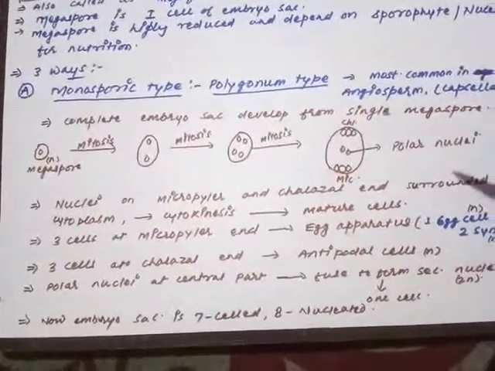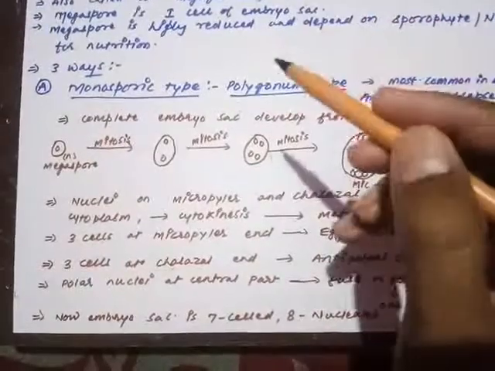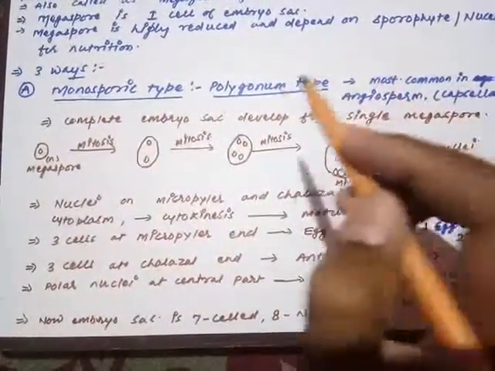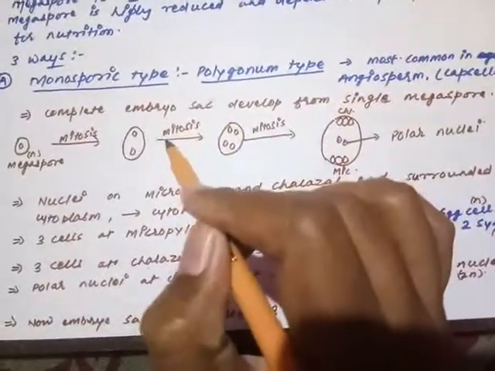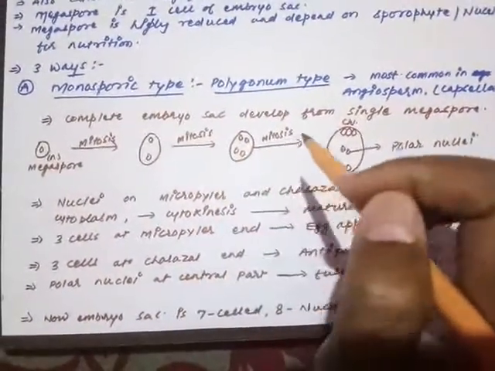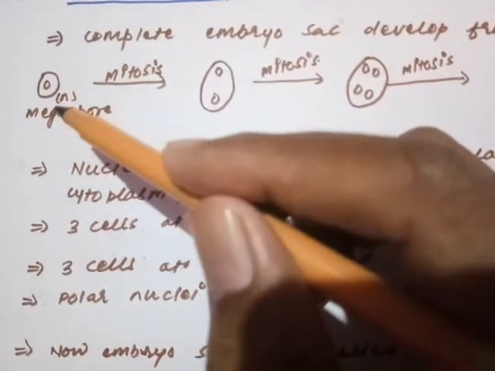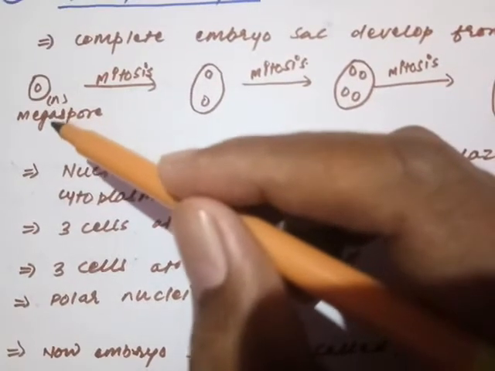Why is this called monosporic? Because the complete embryo sac or female gametophyte is developed from a single megaspore. I'm just going to explain with the help of this diagram. Till now what we have seen, the megaspore is there, it is present here, it is being produced, and it remains functional in the chalazial end only.